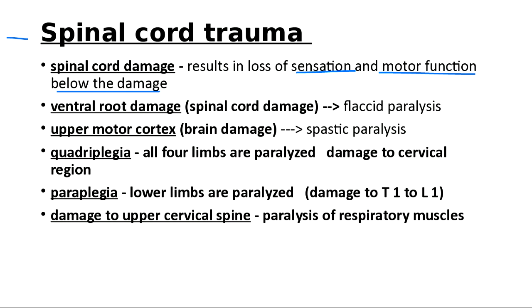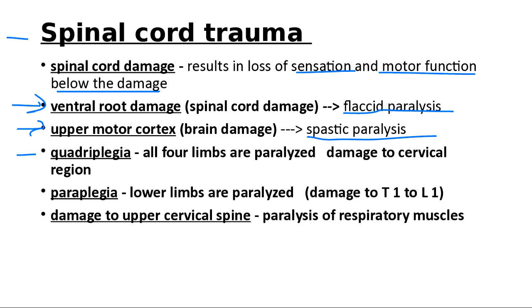Ventral root damage, so that's going to be motor. This spinal cord damage causes a flaccid paralysis. Think floppy. You get muscle atrophy, you get no movement because you have that ventral root of the spinal cord destroyed. Upper motor neuron damage, motor cortex, is going to cause a spastic paralysis. So the brain may be damaged or dead, and they still have reflexes, but they're not controlled, so they get overreflexes, hyperreflexia.